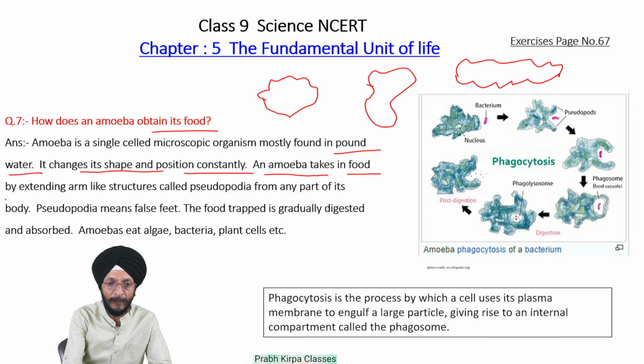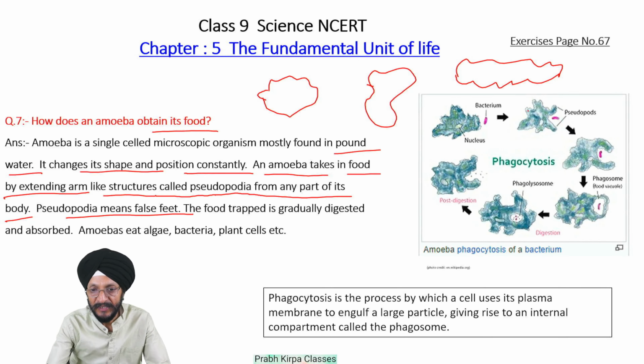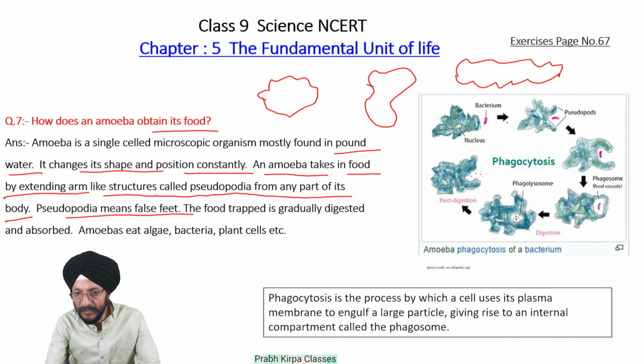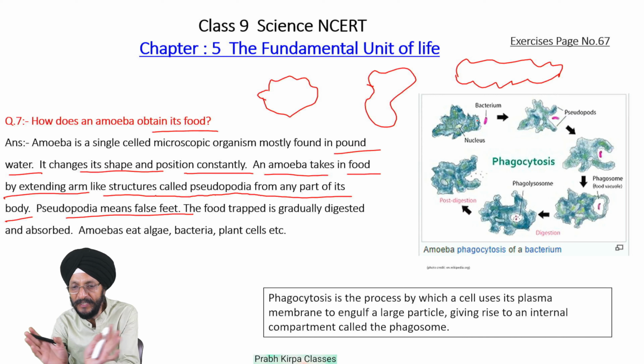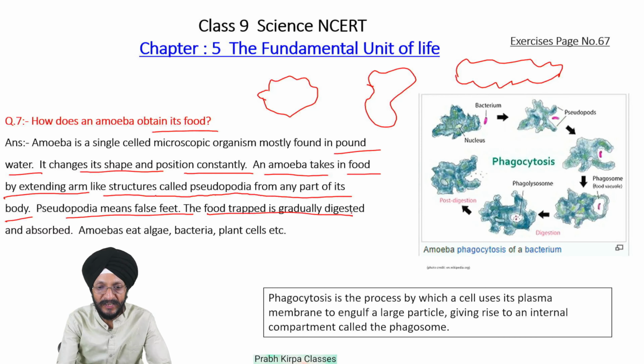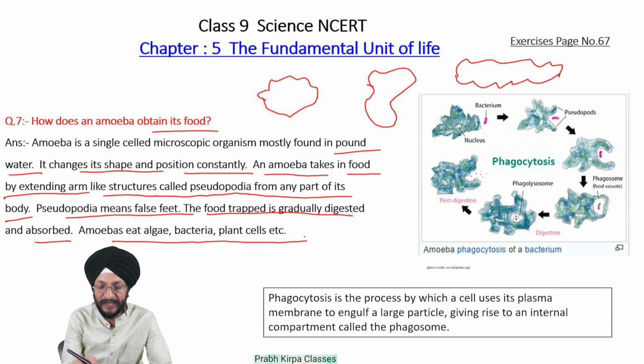It takes in food by extending arm-like structures called pseudopodia from any part of the body. Pseudopodia means false feet. You can see here that if this is the amoeba and this is the food which has come near to it, it moves any part of its body, forms false feet, and takes in the food, forming the food vacuole, which ultimately gets digested. The food is trapped and gradually digested and absorbed. Amoeba eats algae, bacteria, and plant cells.